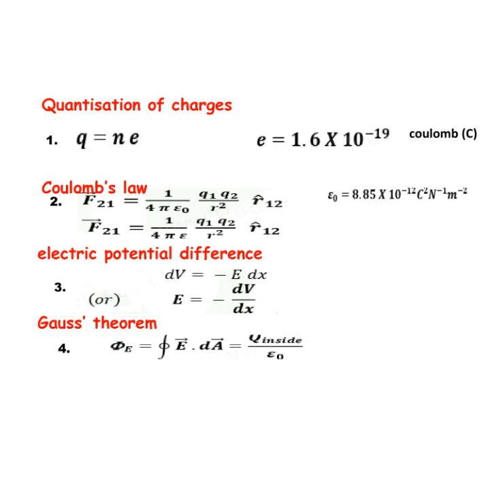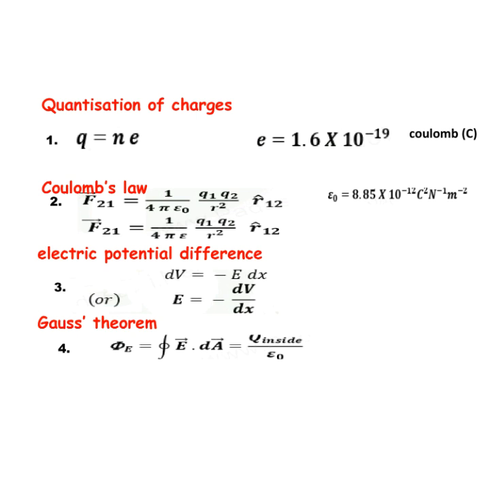So what is the difference between epsilon naught and epsilon? Epsilon naught is the permittivity of free space. Epsilon is the permittivity of the medium. The epsilon naught value is very important: 8.85 into 10 to the power of minus 12 C squared N to the power of minus 1 m to the power of minus 2.